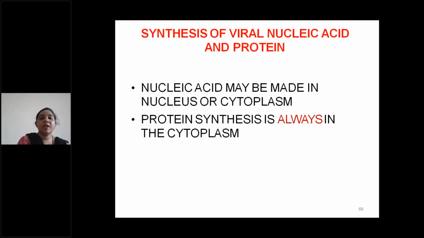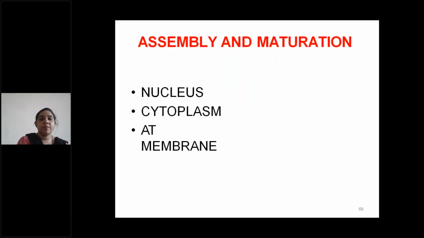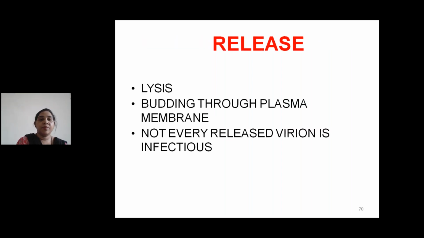Synthesis of viral nucleic acid. Nucleic acid may be made in the nucleus or in the cytoplasm, whereas protein synthesis is always in the cytoplasm only. Assembly and maturation usually take place at three sites: in the nucleus, in the cytoplasm, or at the cell membrane.